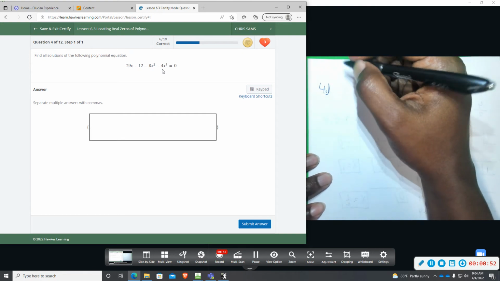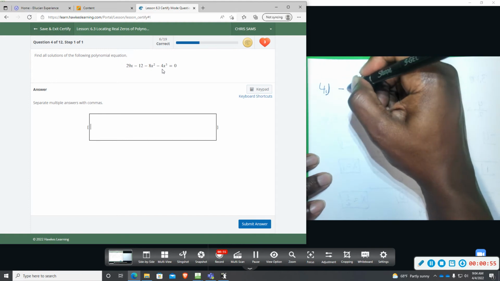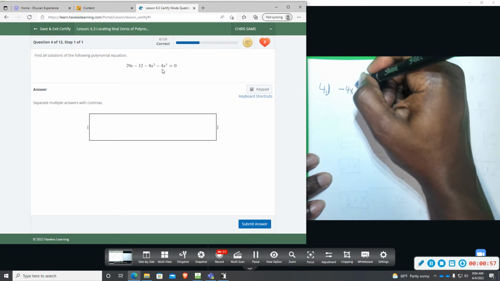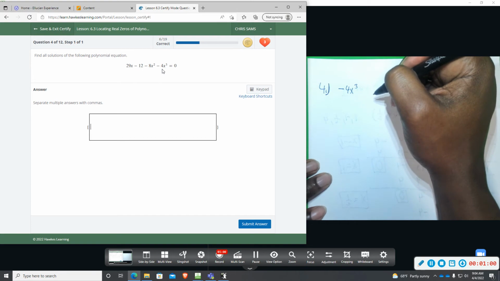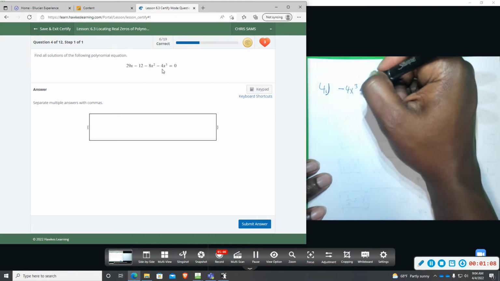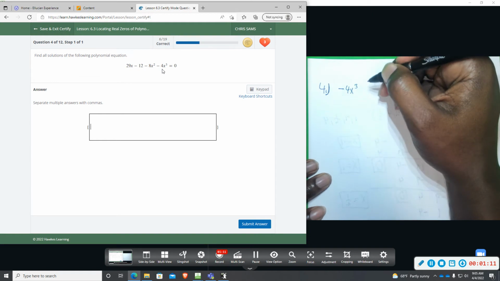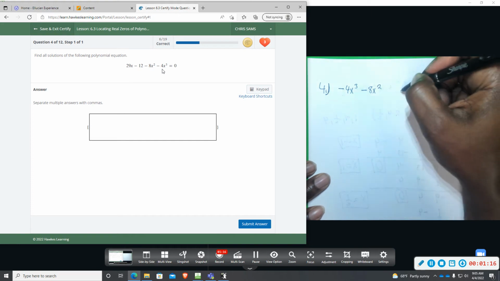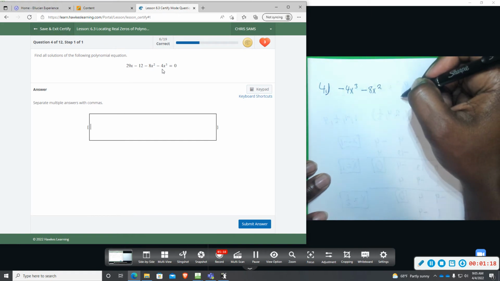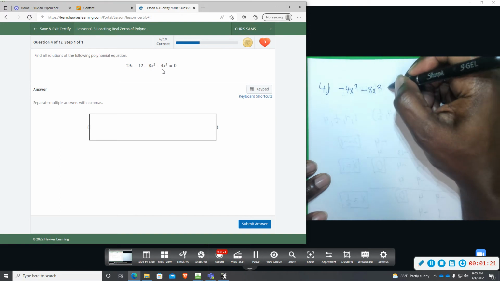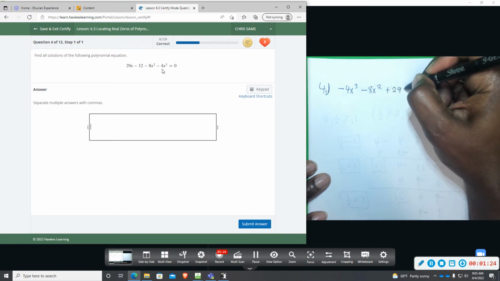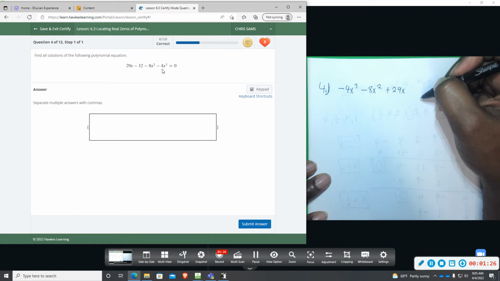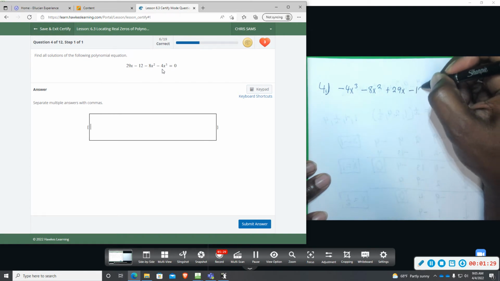So we have a negative 4x to the third, and I'm just picking out that where my cursor, my mouse is pointing at, the 4x to the third. That's the biggest degree. It has a minus in front of it, so I want that out front. And then my squared term is next. It has a minus in front of it, so minus 8x squared. And then the 29x is next. It's positive, no negative in front of it, so plus 29x. And then minus 12. So I'm just going to write that in order.